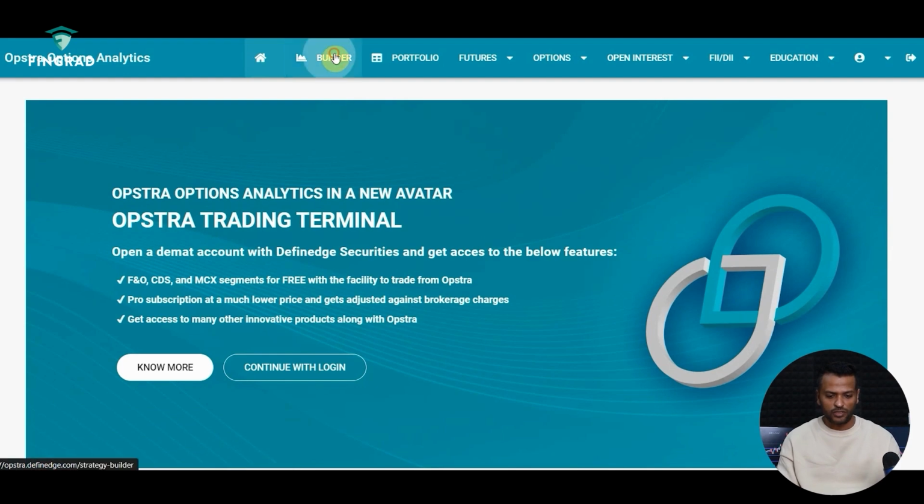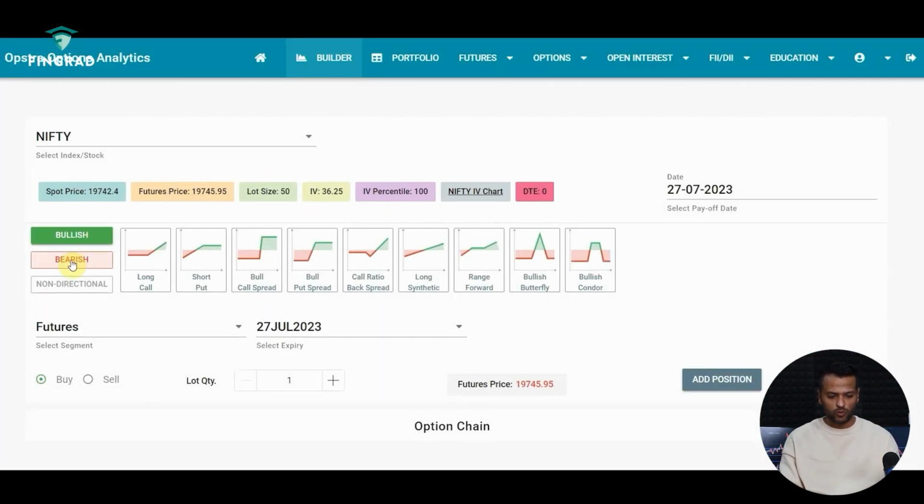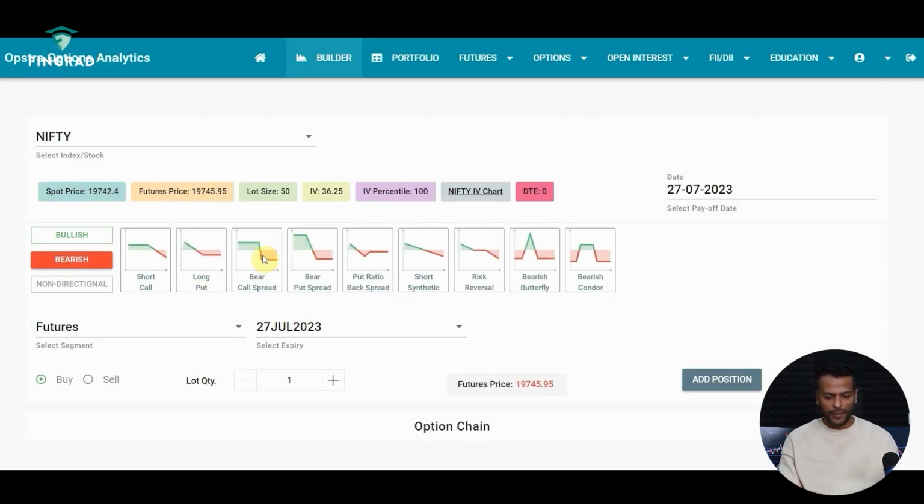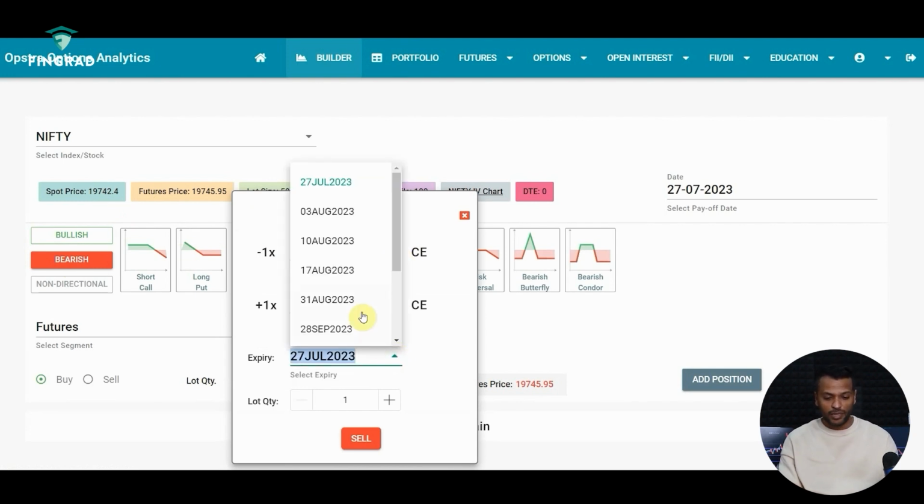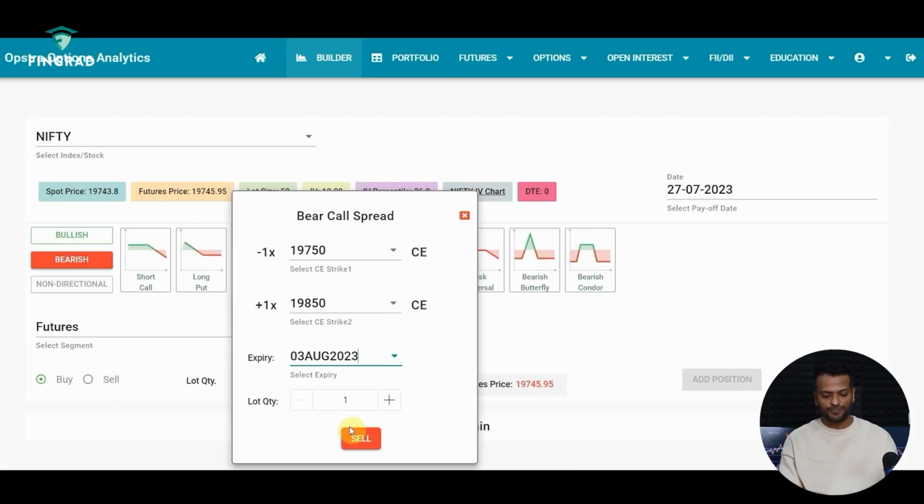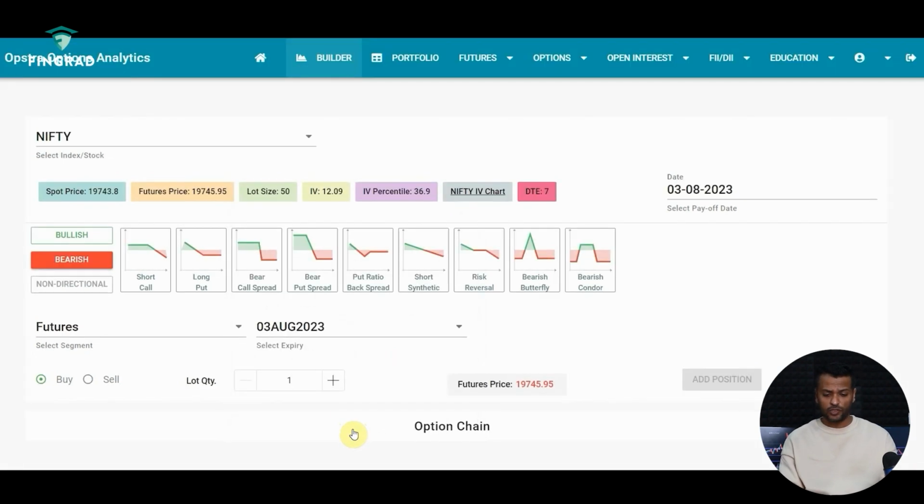Now let's understand the payoff of this strategy from a simple payoff chart. Again, you go to the strategy builder and choose the bear call spread strategy. As the market is trading at 19,742, the at the money option is what you write and the out of the money option is what you buy. I choose the next expiry and execute this strategy on the market.